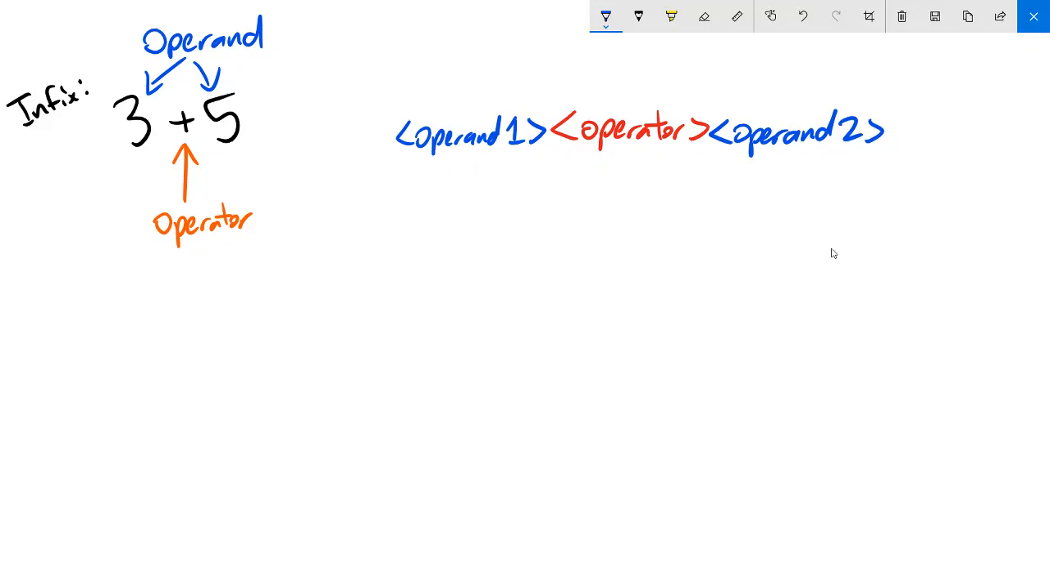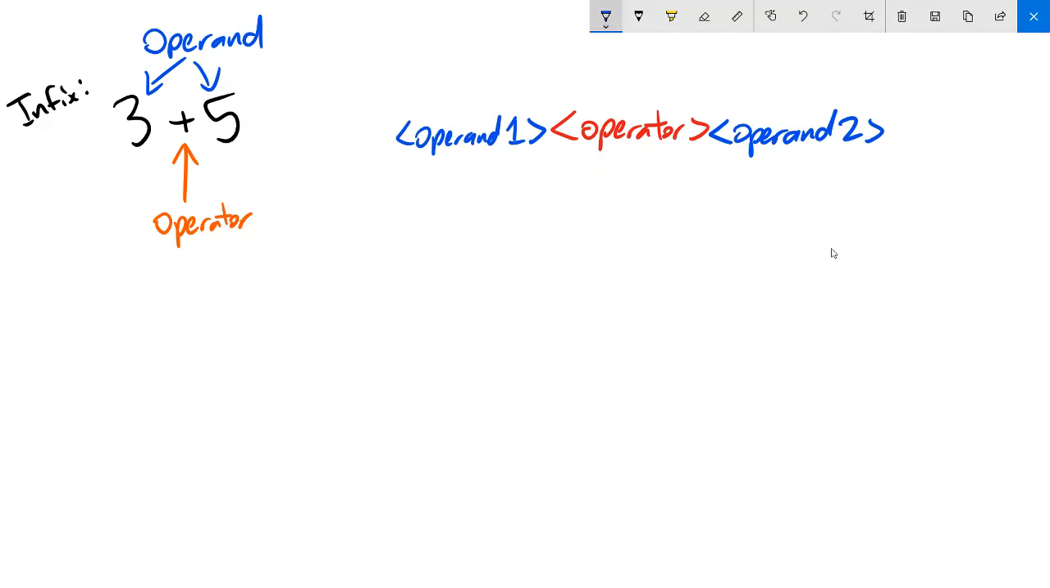Now, this doesn't really matter for addition and multiplication, because 3 times 5 is 15, and 5 times 3 is 15. 3 plus 5 is 8. 5 plus 3 is 8. But it does matter that we consider the order of the operands when we get to something like subtraction. 3 minus 5 is negative 2. 5 minus 3 is a positive 2. And division. 3 divided by 5 is 0.6. 5 divided by 3 is 5 over 3. Okay, so this is infix.